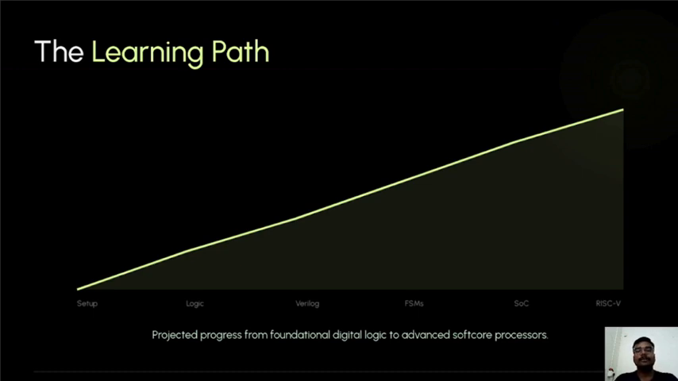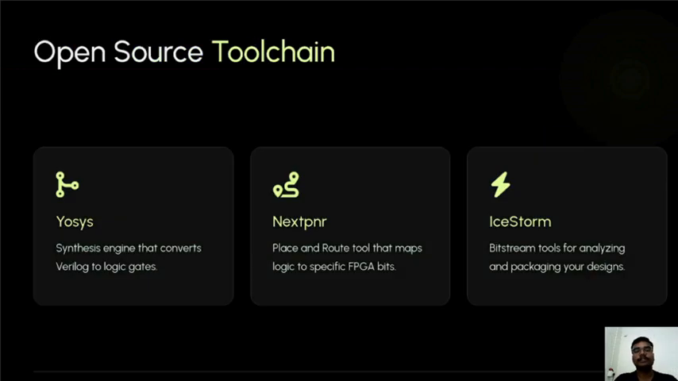This is going to be the learning path of our series. First we'll learn about the simple setup for the programming of this FPGA, then we'll gradually move to the logic and then bigger circuits like FSM, SoC, and finally at the end of the series we'll discuss how to design a RISC-V softcore processor on this FPGA board.